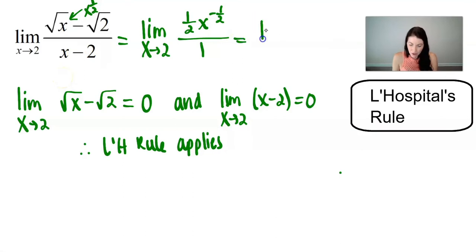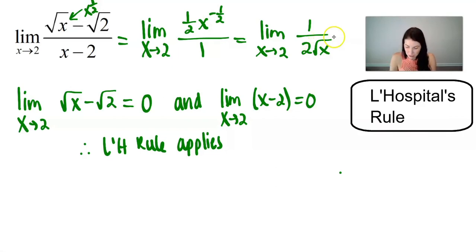I'm going to go ahead and write this in a little bit friendlier way. Divided by 1, well, that can go away. Then I would have 1 over 2, and because this exponent is negative, I can move that into the denominator to make the exponent positive. So this would be x to the positive 1/2, which is the same as root x. Now I can use direct substitution and directly substitute in 2 to get 1 divided by 2 root 2, which is exactly the answer I got when I multiplied by the conjugate.